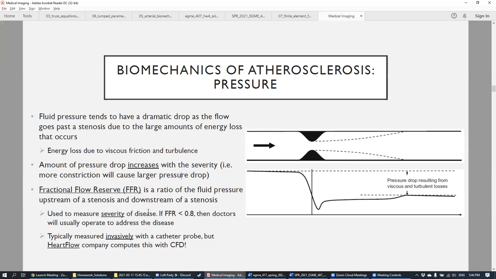Right now the clinical guideline is that if they do that measurement and your FFR is less than 0.8, or in other words, you have a 20% pressure drop as you go through the stenosis, then that's usually enough. That's usually what tells doctors that they need to operate because this stenosis is causing a problem. You don't want to sign up for it because usually when that happens, you're paying a few thousand dollars for some medical intern to stick a probe up your butt, which is not fun.